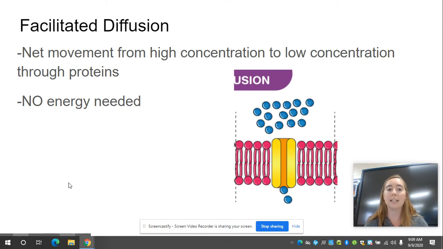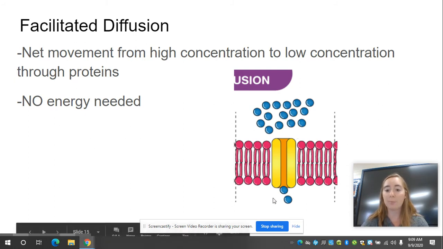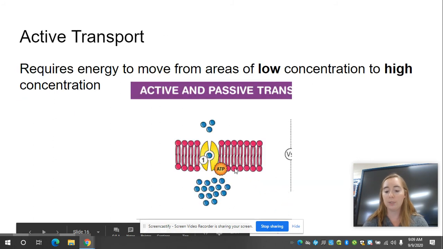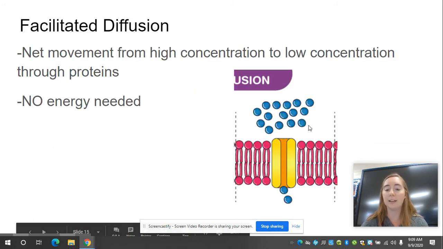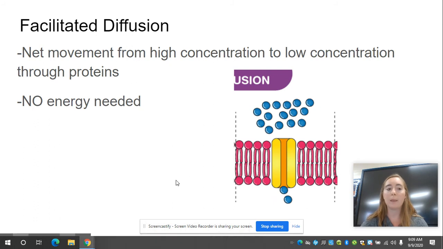Facilitated diffusion then is the net movement from high concentration to low concentration through proteins, but still no energy is needed. So we add a protein here, and this is going to be called facilitated diffusion.